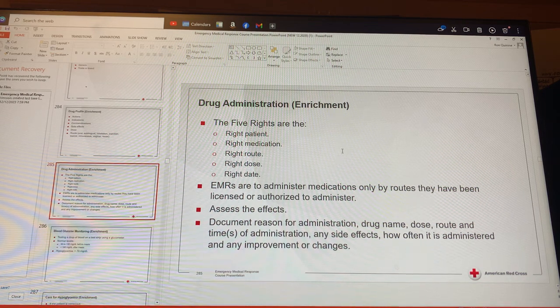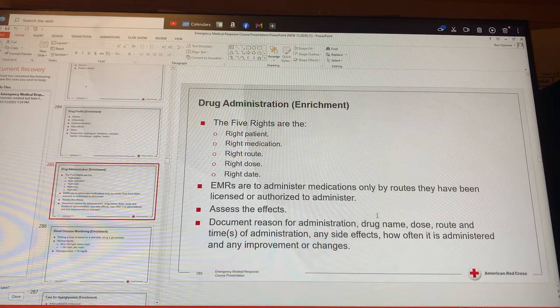Drug administration. The 5 rights are the right patient, right medication, right route, right dose, right date. Okay, so this is just an example. You have to have the right dose. You might have someone 300 pounds that needs a different dose of medication than someone 120 pounds. A male might require a different dose as opposed to a female, right? The right medication. Many problems have been caused by someone taking the wrong medications.